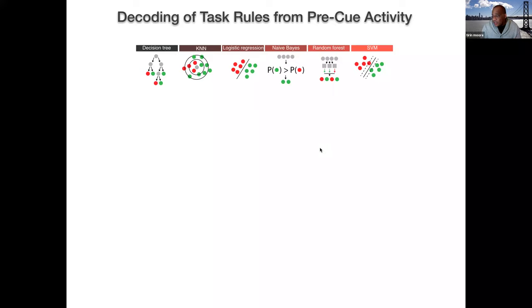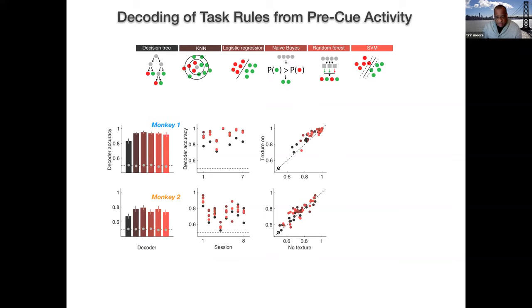The chosen algorithms comprised a broad set of complementary approaches based on different decoding principles. I won't go into the details, but it's a pretty comprehensive set. This is our way of maximizing our confidence in either revealing or ruling out that rule information was available in the activity during the pre-cue period. In each experimental session, we measured the accuracy of each decoder in classifying the task rule, look versus avoid, a binary set of conditions.